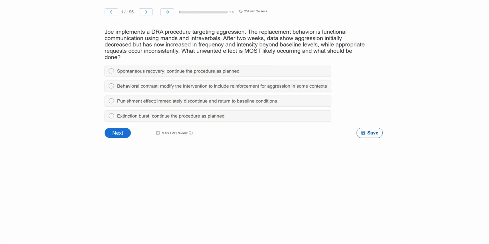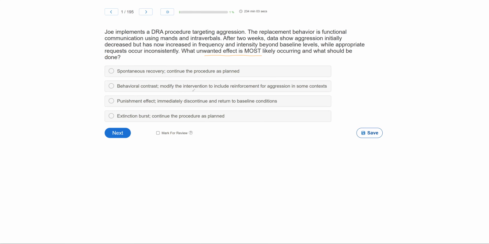Now, with that said, what unwanted effect is most likely occurring, and what should we do? A, spontaneous recovery. Continue the procedure as planned. We have just begun this DRA, right? It's been going for 2 weeks, and spontaneous recovery happens after extinction has been successful. Obviously, we're not there yet. It can't be spontaneous recovery.